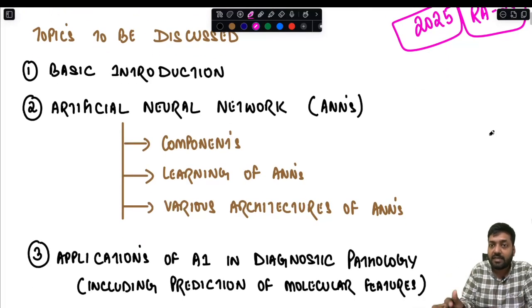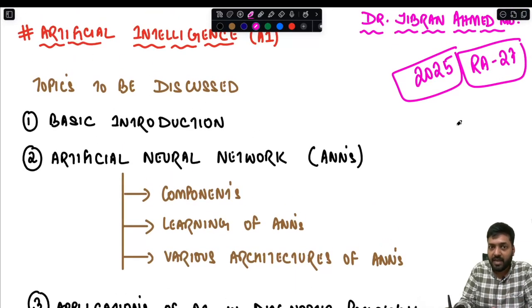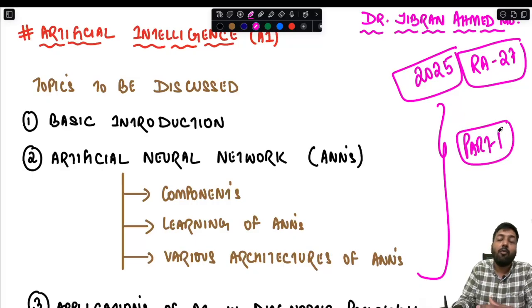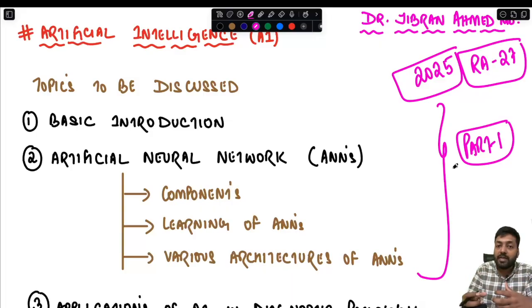Now, for ease of understanding, I have divided this lecture into two parts. In the first part, that is in part 1, we are mainly going to discuss what AI is, what the basics of AI are, what the different components are, what an artificial neural network is, the components of artificial neural networks, the learning and the various architectures of artificial neural networks. So we are going to have a basic idea of how artificial intelligence works, what the different architectures are, and how we are going to apply it in the field of pathology and how it works in image analysis. So this is the part that we are going to try and understand today.